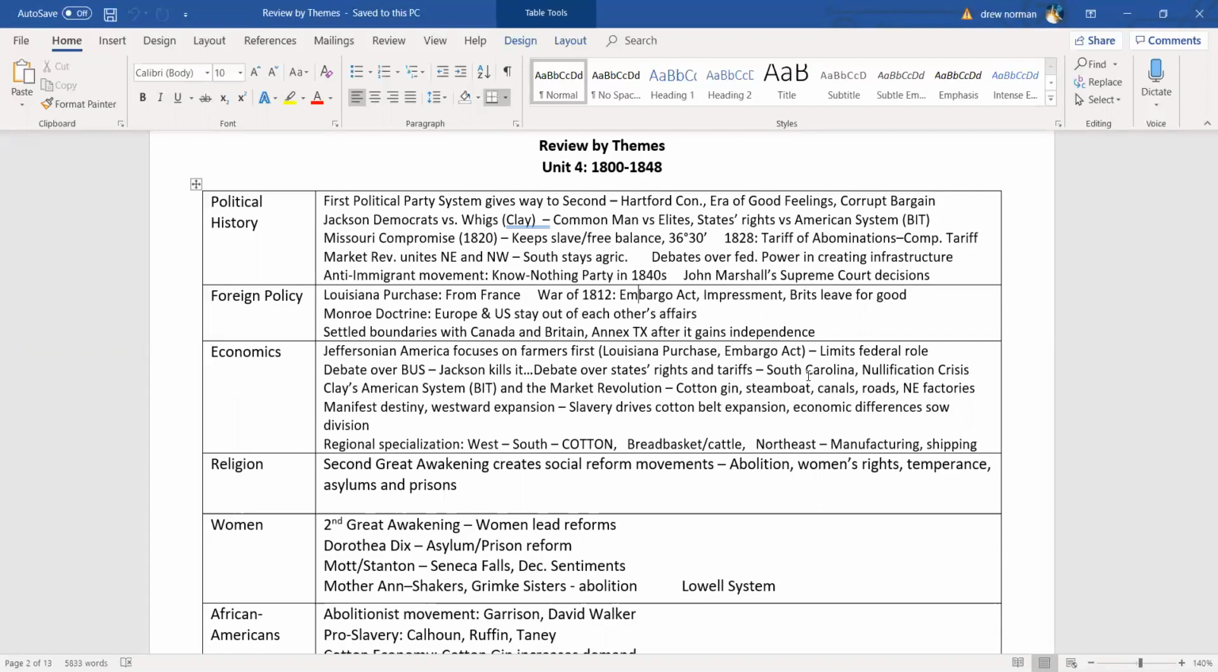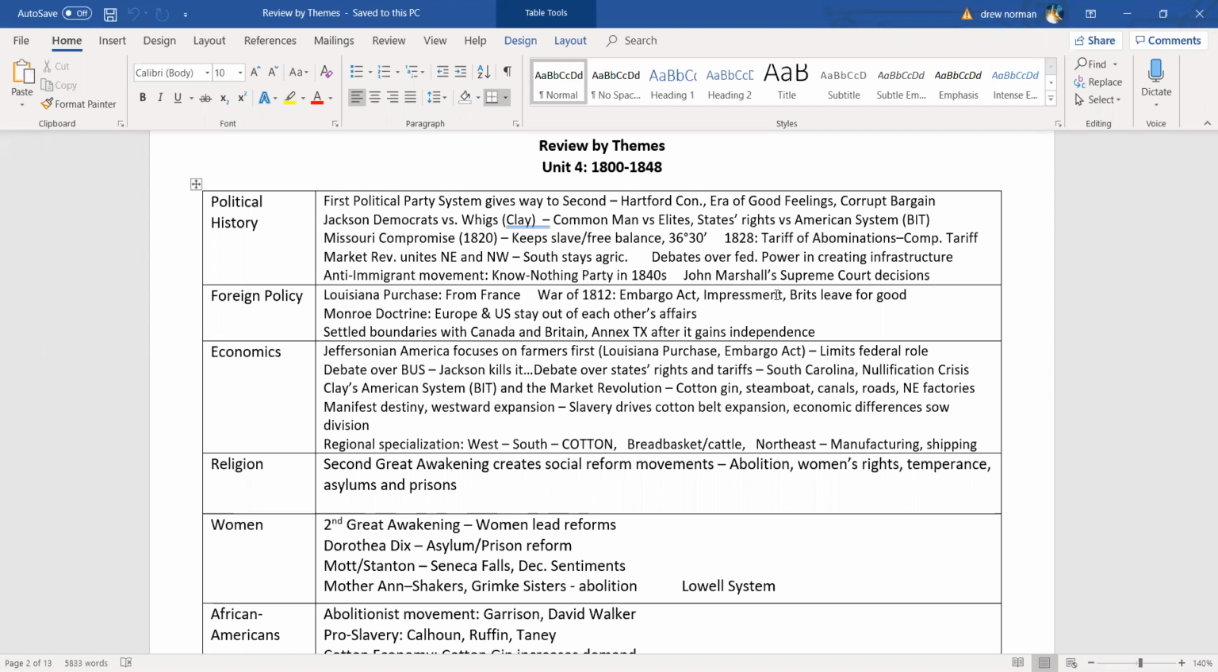In the War of 1812, we have the Embargo Act, we have impressment, we have the Brits leaving for good from our country. Remember, they often called the War of 1812 the Second War for American Independence because we had embargoed ourselves to try to punish Britain and France. But Britain, if you remember yesterday in period 3 or unit 3, continued to impress our sailors. They continued to keep troops in our forts on our territory and also support Indians against us. So the War of 1812 in many ways represented us finally breaking away from the British.